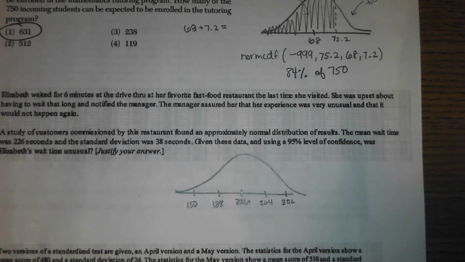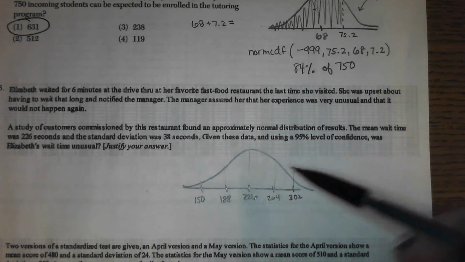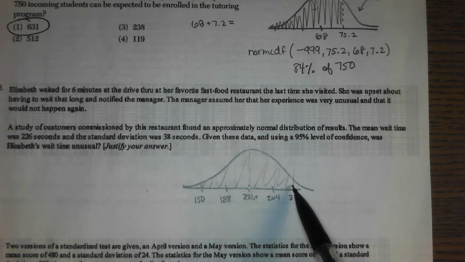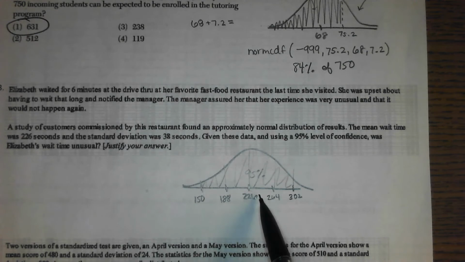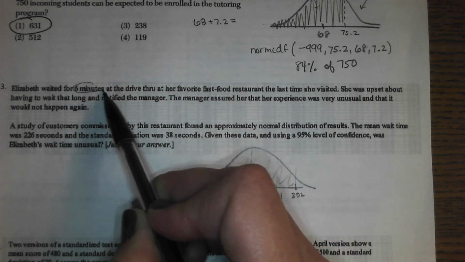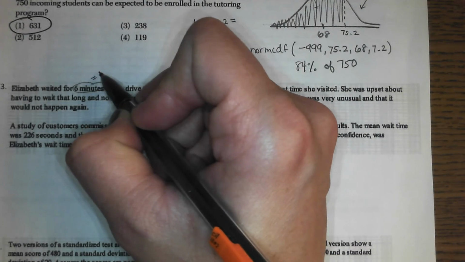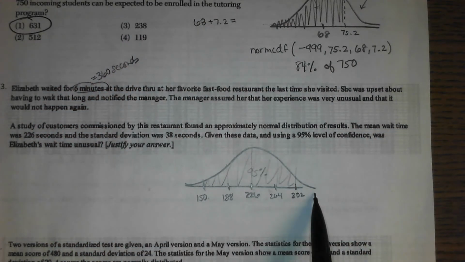So just loosely speaking, we should know that 2 standard deviations below to 2 standard deviations above is the middle 95%. So 95% of the time, people in the drive-thru should be expecting to wait between 150 and 302 seconds. She waited for 6 minutes, which, 6 minutes times 60 seconds, is 360 seconds. I think we can all agree that 360 seconds is way out here. It's beyond 2 standard deviations away. So is that rare? Absolutely.